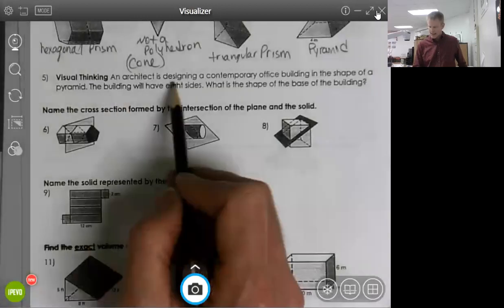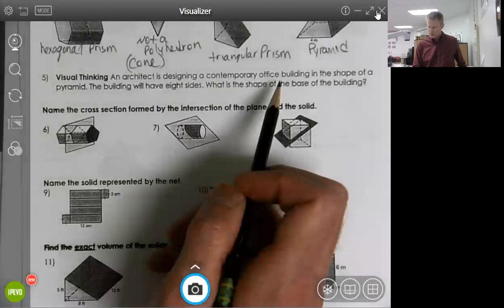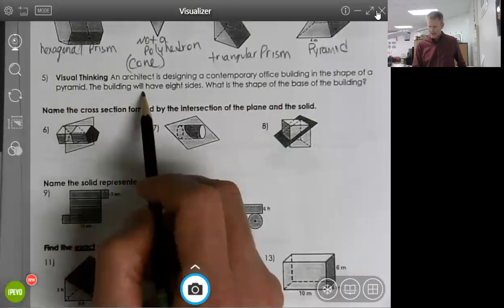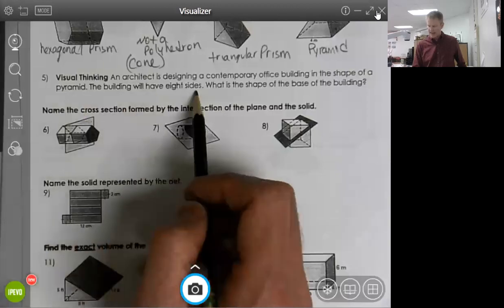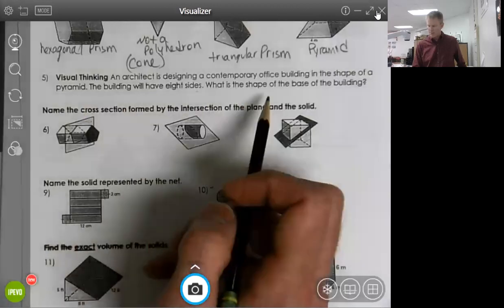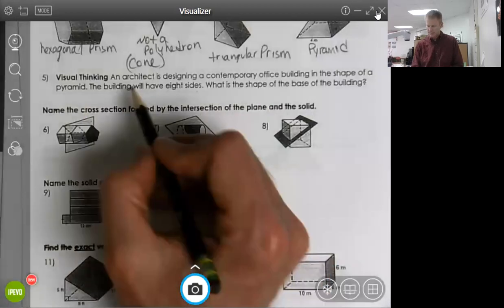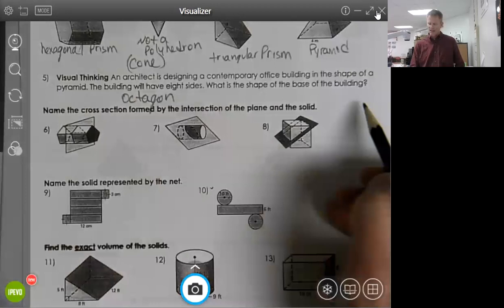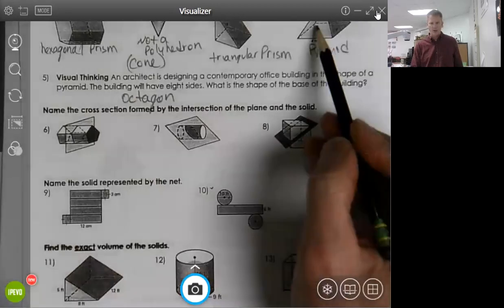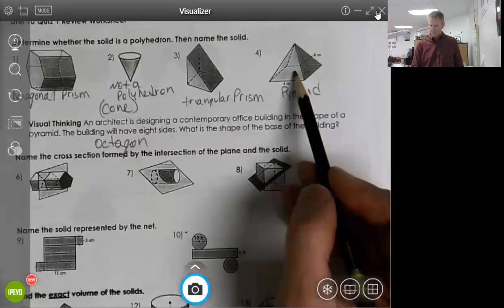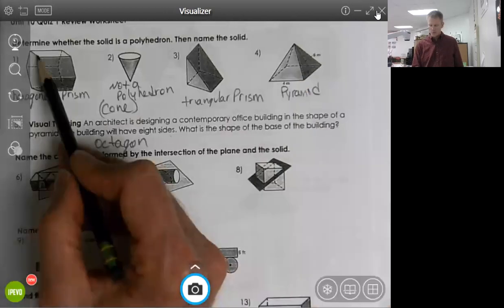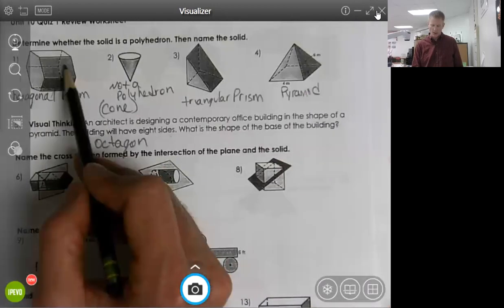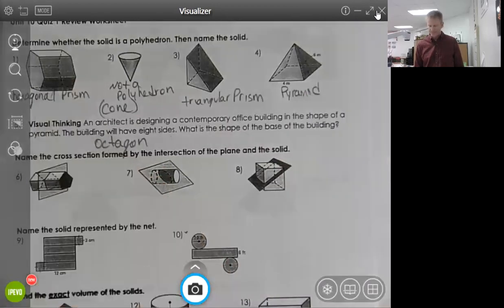An architect is designing a contemporary office building in the shape of a pyramid. The office building will have 8 sides. What is the shape of the base of the building? It would be an octagon. This here, we have a 4-sided pyramid. This has 6 sides, but this is a prism. But if it came up to a point, it would be close to that.